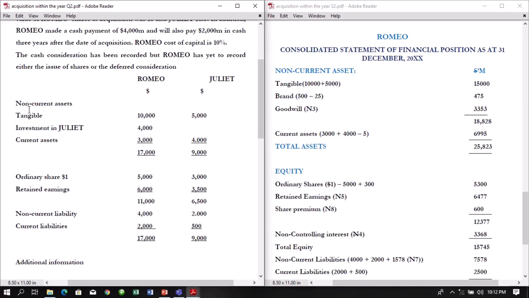So we start. Tangible here, we have 10,000 and 5,000. Adding it together, we have 15,000. Don't forget, as calculated in working note 2 under fair value adjustment, there was a brand of 500 and additional depreciation of 25, which give me 475. Goodwill as calculated in working note 3 gave me 3353, giving me my total non-current assets to be 18828. Now my current asset here is 3,000 and 4,000. Don't forget, as calculated in working note 6, any unrealized profits will be deducted from your inventory. But because in this case all current assets are combined, I remove it from current asset, giving me 6995, and my total asset will be 25823.